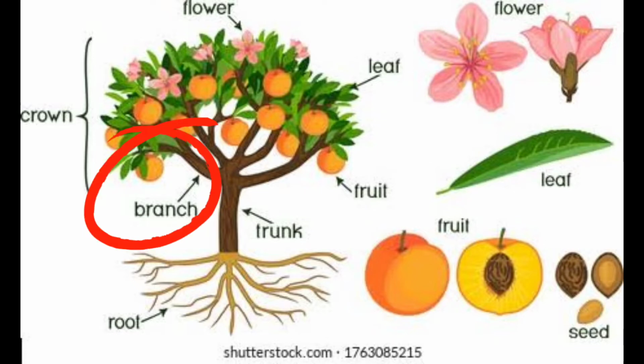Branch is a small part of a trunk, and it usually has brown color just like the trunk. Dahan adalah bagian yang lebih kecil dari batang pohon dan memiliki warna yang sama dengan batang pohonnya.